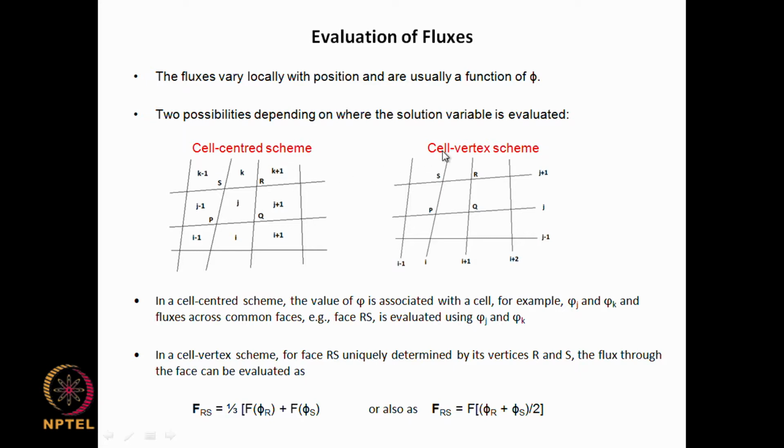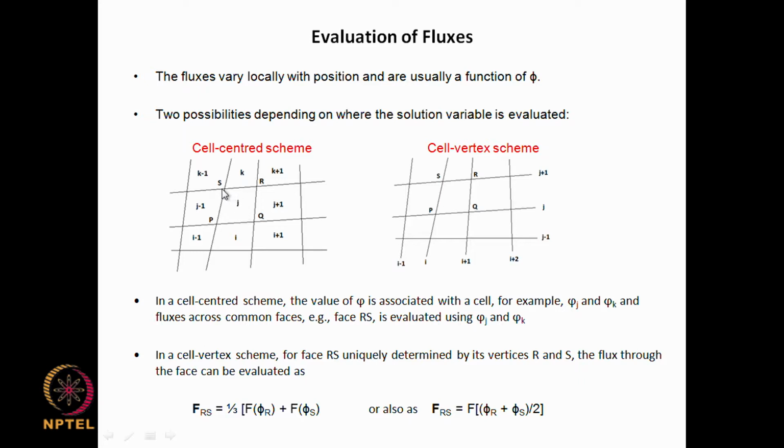A cell vertex scheme is where a cell is characterized by the vertices, for example PQRS, and the value of phi at these four corners can change, and any value anywhere in between is to be obtained by interpolation. So, in the cell vertex scheme you are evaluating the value of the variable at these corners PQRS. In a cell centered scheme you are evaluating a value for this cell.